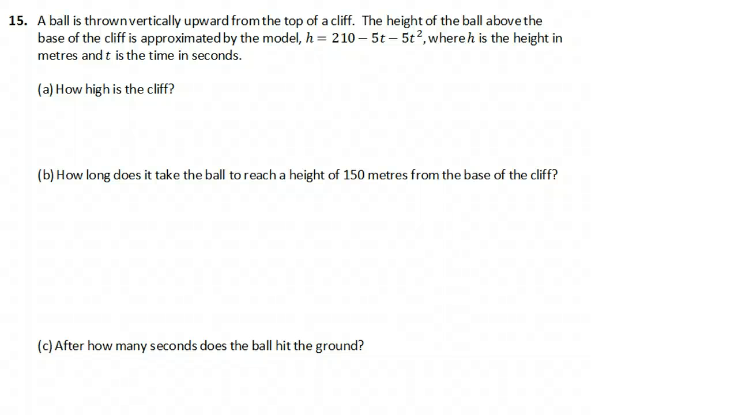Okay, in this video we're going to go through this problem here. The problem is a ball is thrown vertically upward from the top of a cliff. The height of the ball above the base of the cliff is approximately modeled by h equals 210 minus 5t minus 5t squared, where h is the height in meters and t is the time in seconds.